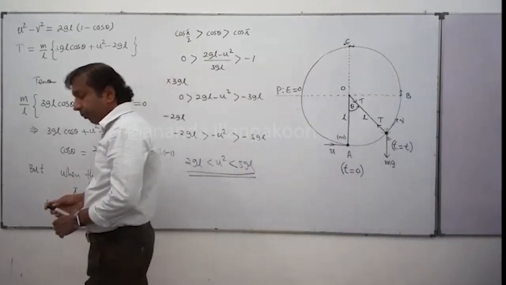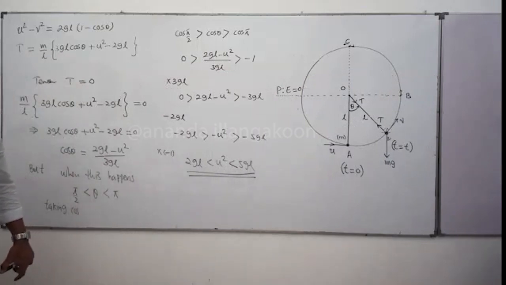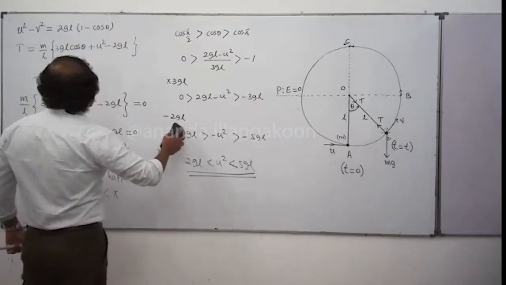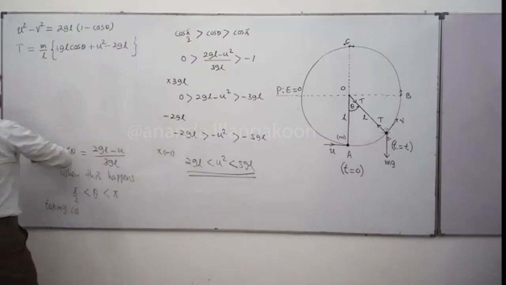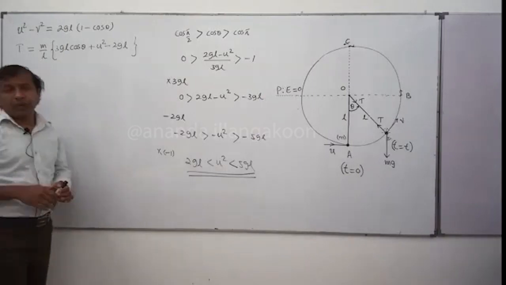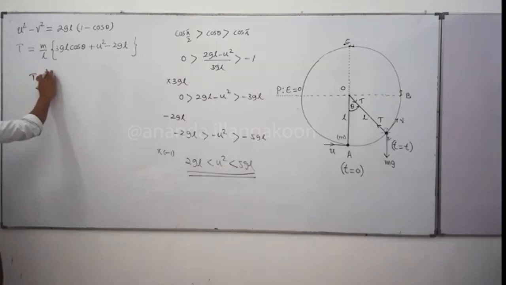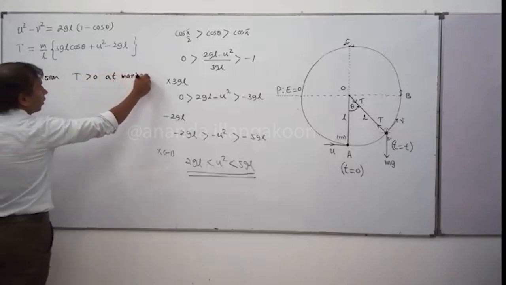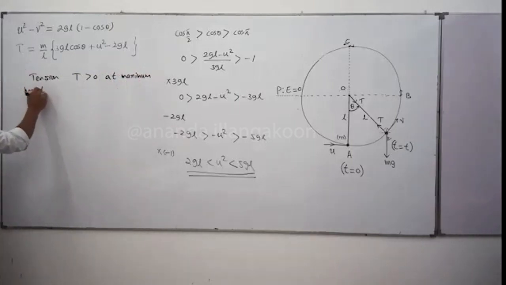Then you can write down: for the particle to move in complete circles, the condition required is tension T greater than 0 at the maximum position C.